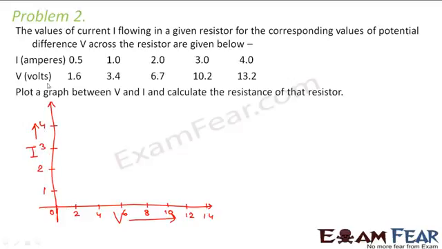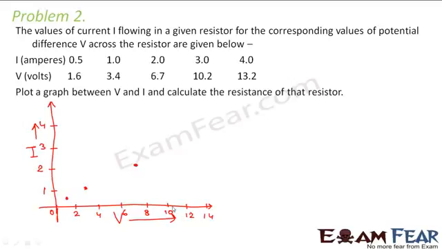So the first value of voltage is given as 1.6. So 1.6 would be somewhere here, and for a value of 1.6 the amount of current is 0.5. So 0.5 will be somewhere here and 1.6 will be somewhere here. So this is the point. The next one is 3.4 volts. So 3.4 would be somewhere here and the current is 1 ampere, somewhere here. Next is 6.7 volts. So 6.7 would be somewhere here and the current is 2 amperes.